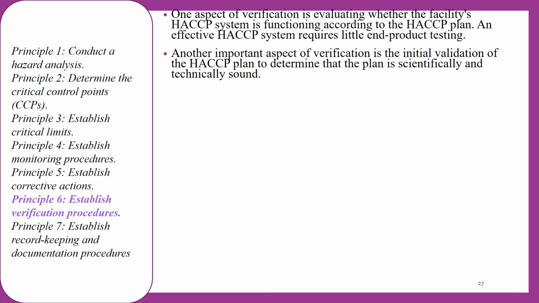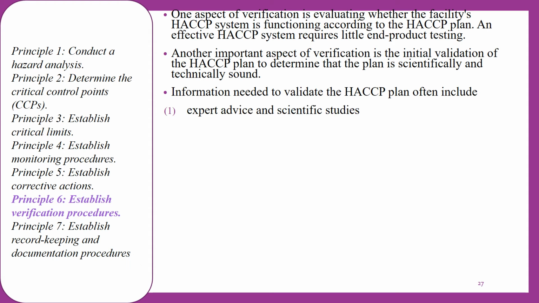Another important aspect of verification is the initial validation of the HACCP plan to determine that the plan is scientifically and technically sound, that all the hazards have been identified, and that if the plan is properly implemented, then these hazards will be effectively controlled. Information needed to validate the HACCP plan often includes expert advice and scientific studies, in-plant observations, measurements, and evaluations.